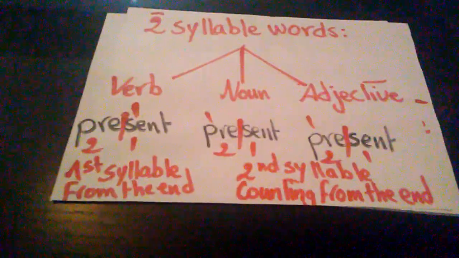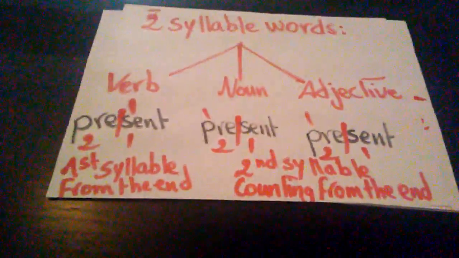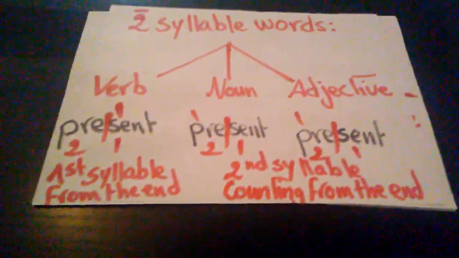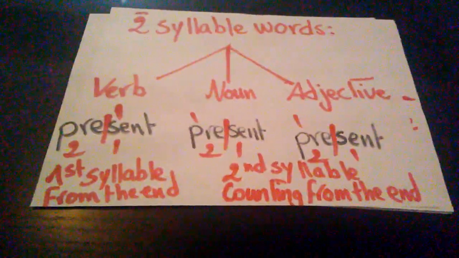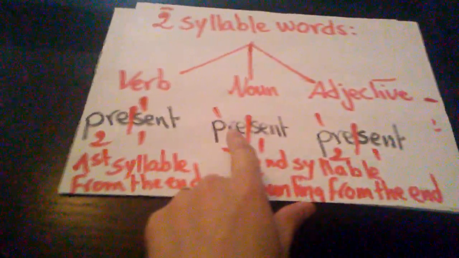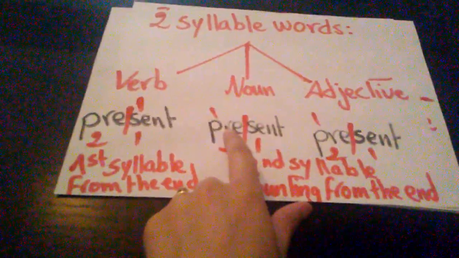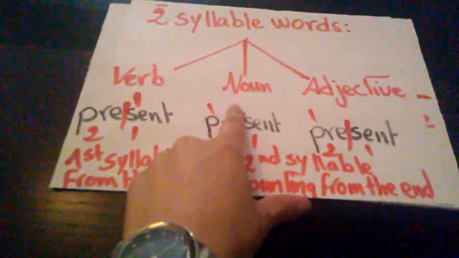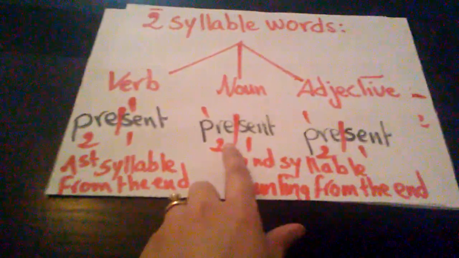I divide it into two syllables. Then it says, I stress the second syllable counting from the end, which is this one. So it is present. What is a present? As a noun in English, it's a gift.